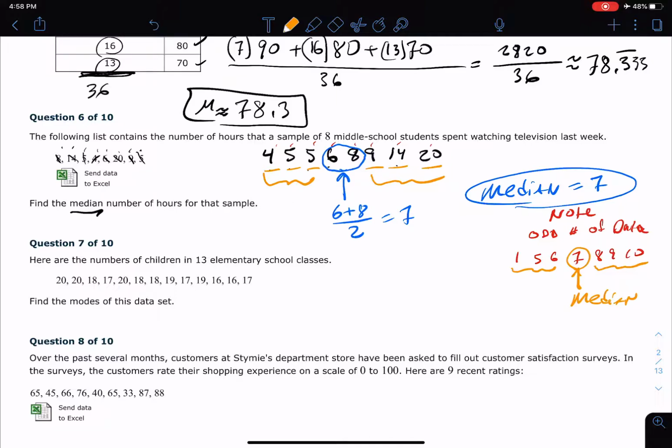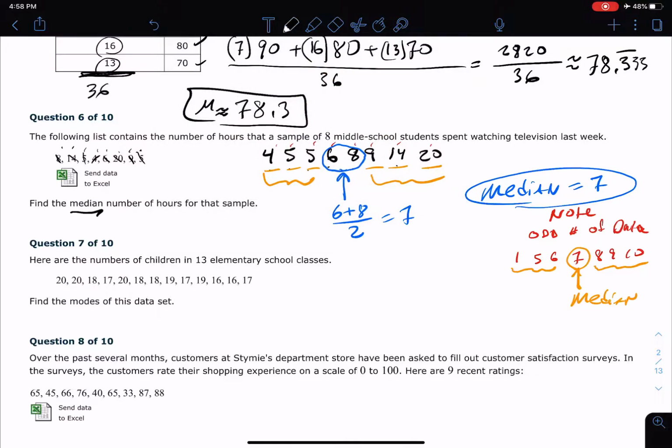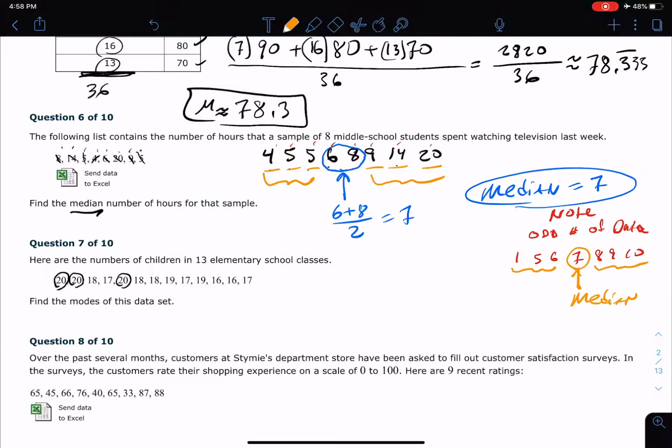Okay, question number 7. Here are the numbers of children in 13 elementary school classes. Find the mode of this data set. Now remember, mode is the most frequent number that shows up. I start off by seeing a couple 20s, so I get excited. I got 1 20, another 20, and I've got 3 20s. So far, that's looking really good for the mode. But then I do see some other doubles happening. Like I see an 18 here, and another, oops, I see 3 18s.